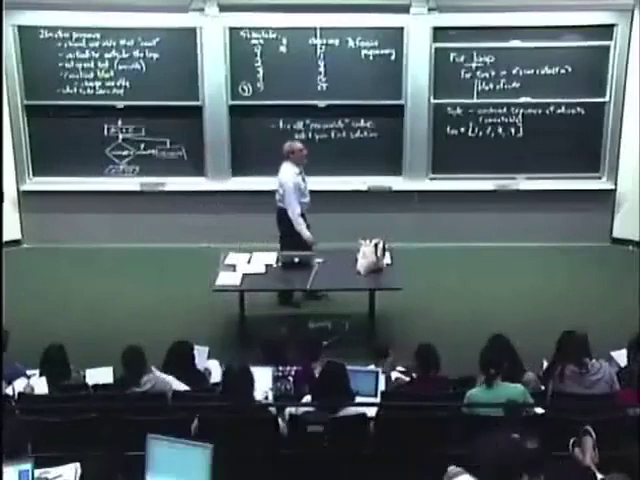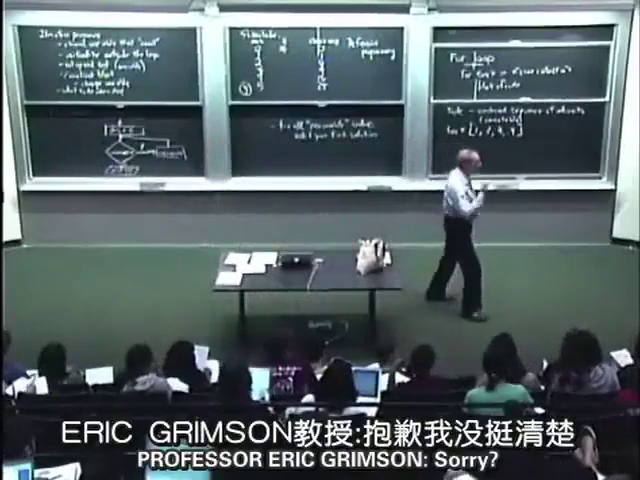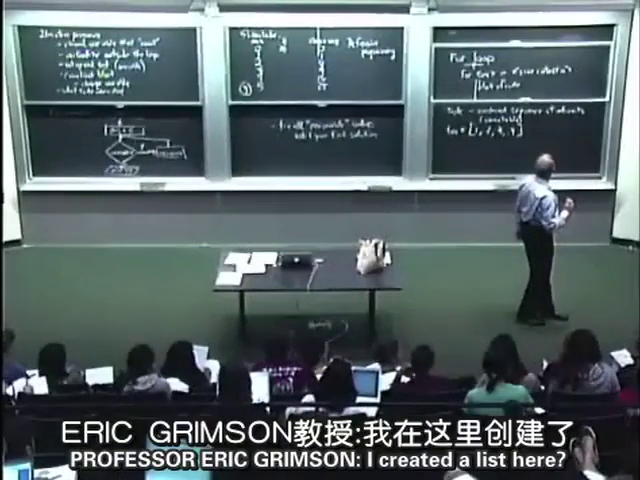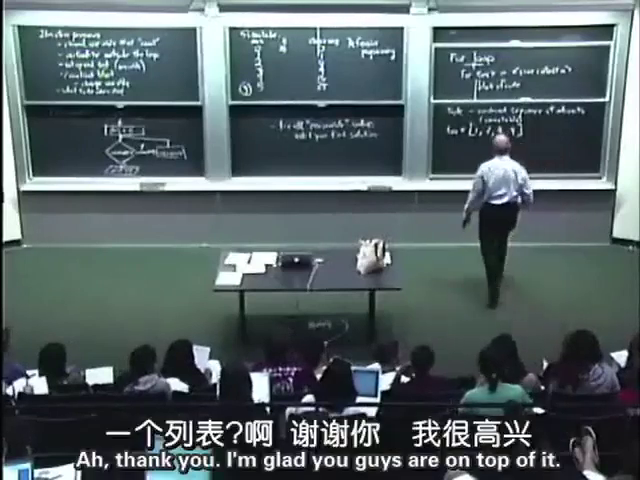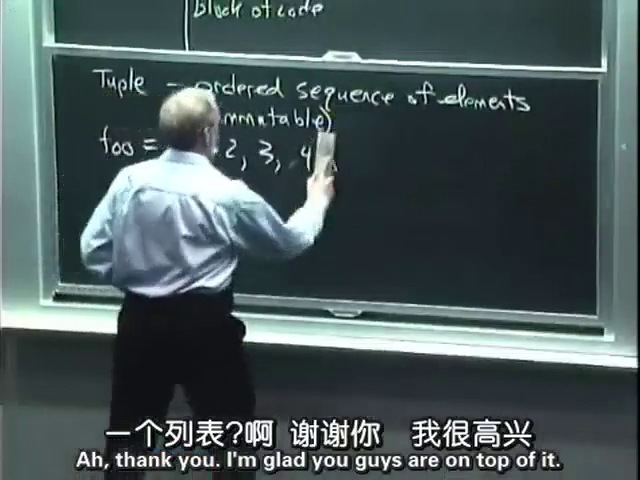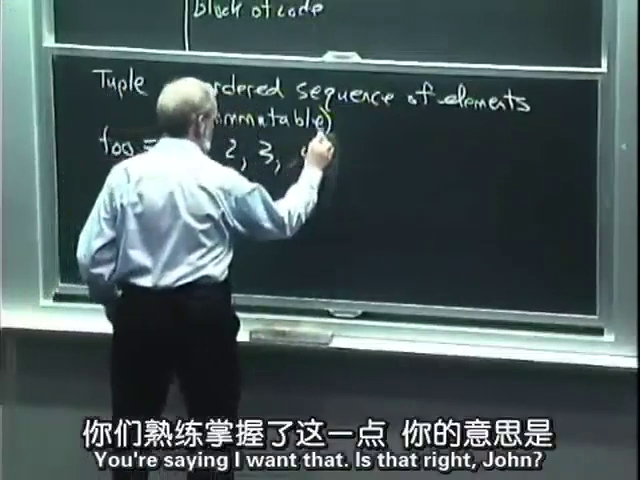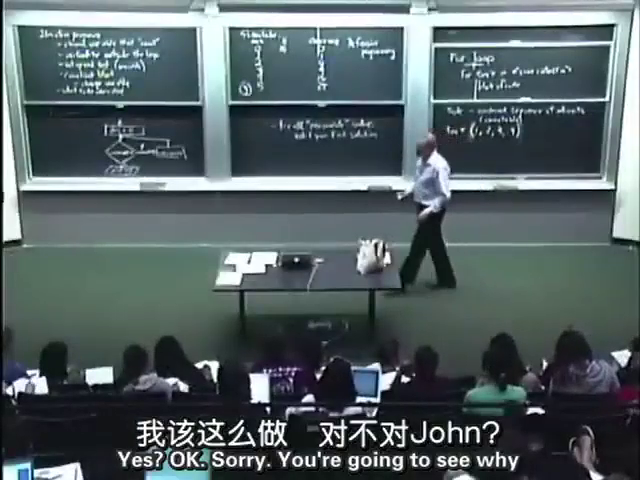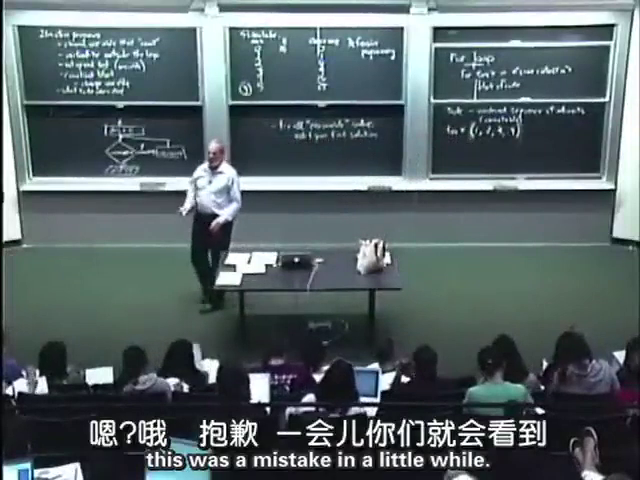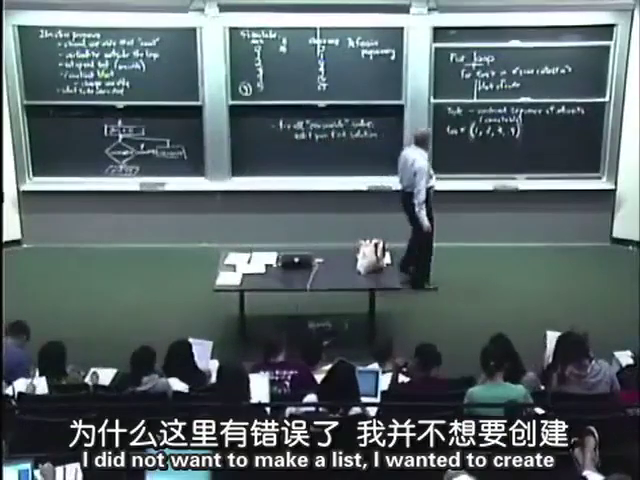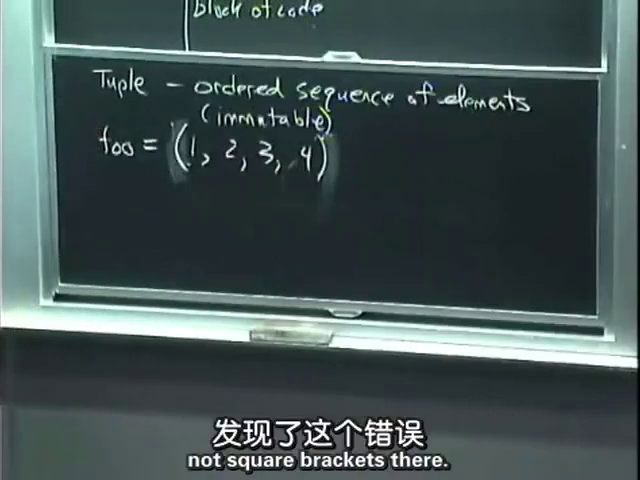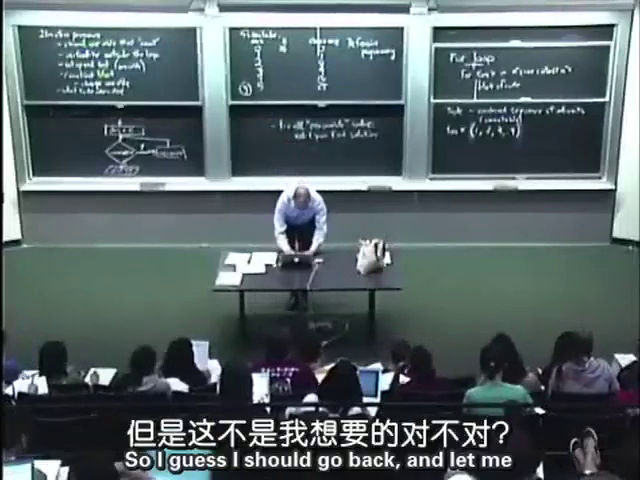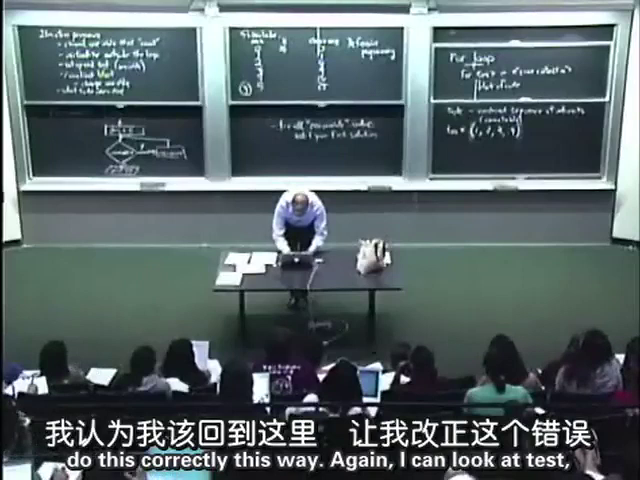It gives me, yes? Sorry? I created a list here. Thank you. I'm glad you guys are on top of it. You're saying I want that. Is that right, John? Okay, sorry. You're going to see why this was a mistake in a little while. I did not want to make a list. I wanted to create a tuple. Thank you for catching it. I want parens, not square brackets there. You'll also see in a little while why both of these things would work this way, but it's not what I wanted. Okay? So I guess I should go back and do this correctly.